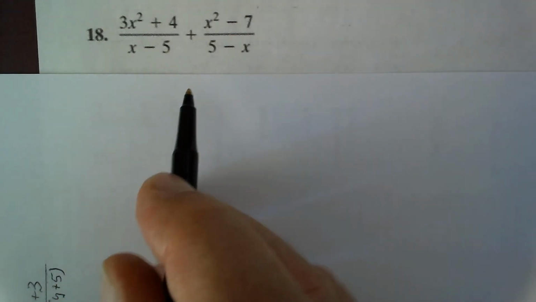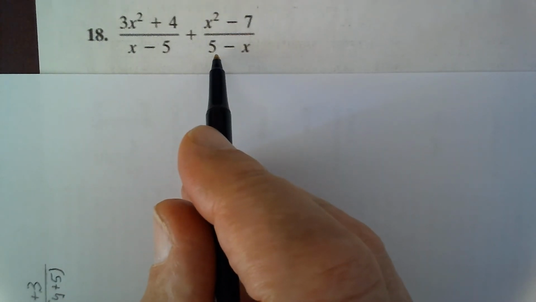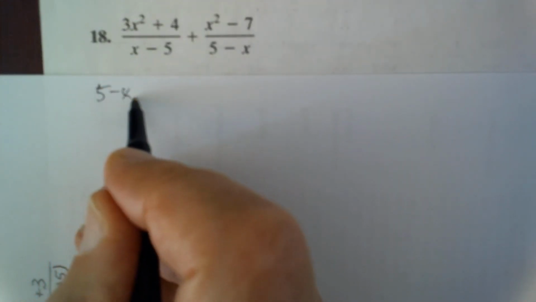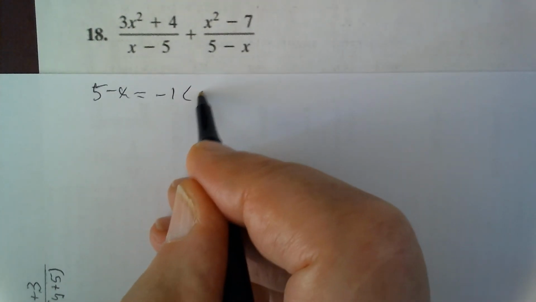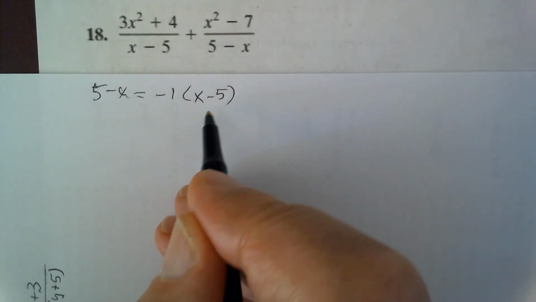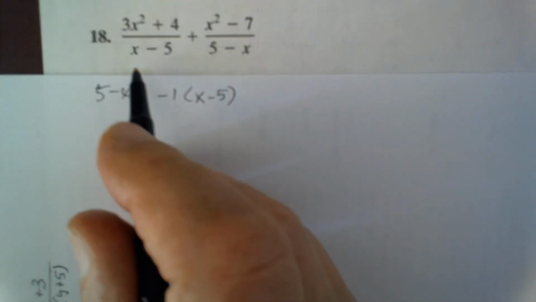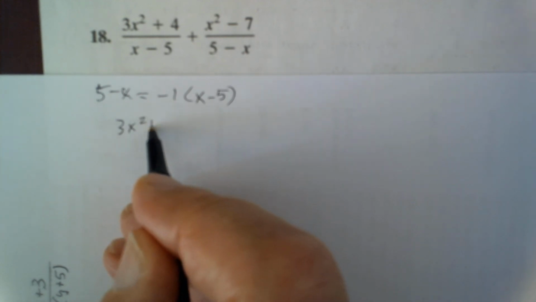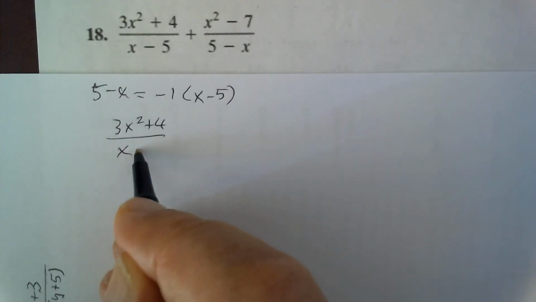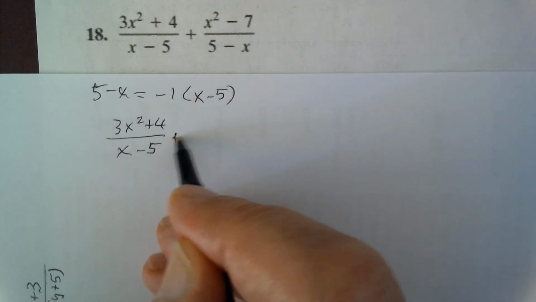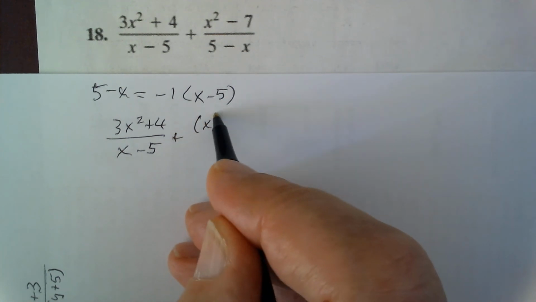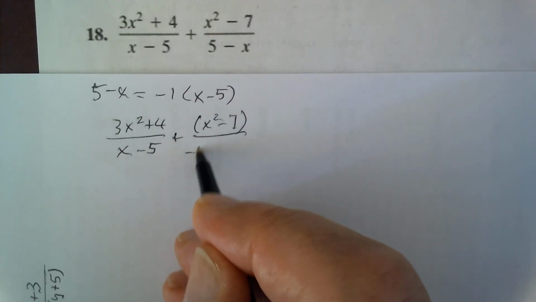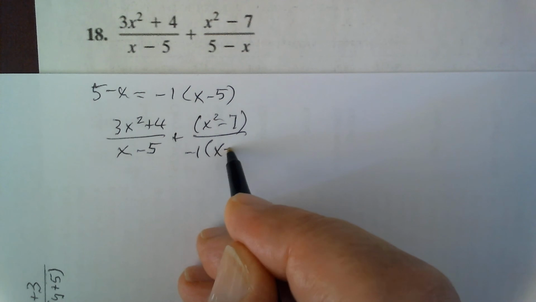Number 18 is very similar. When we look at the denominators, the second denominator we can write as 5 minus x is the same as minus 1 times x minus 5. So then the first expression, of course, is the same. 3x squared plus 4 divided by x minus 5. And the second expression becomes then x squared minus 7 divided by minus 1 times x minus 5.